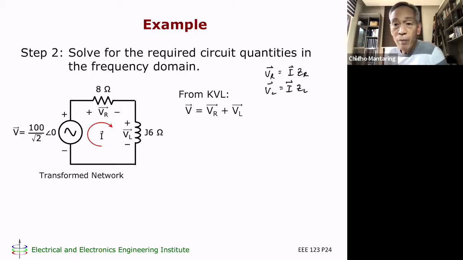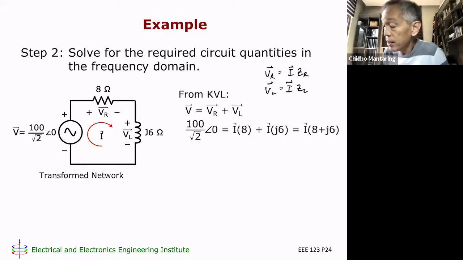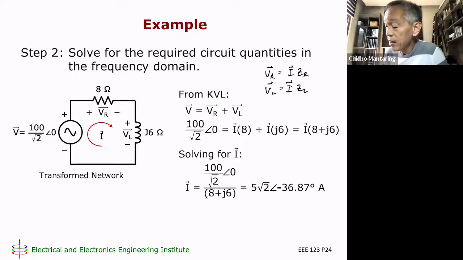Not like in the time domain, where the relationship between V and I is V is equal to L di/dt. It's a differential equation. You have to get the derivative. Okay, so this is I times R. This is I times Z_L. You factor out I. So this is I(8 + j6). So solving for I, you just do 100 over the square root of 2 at an angle 0 divided by 8 plus j6. And you get this.